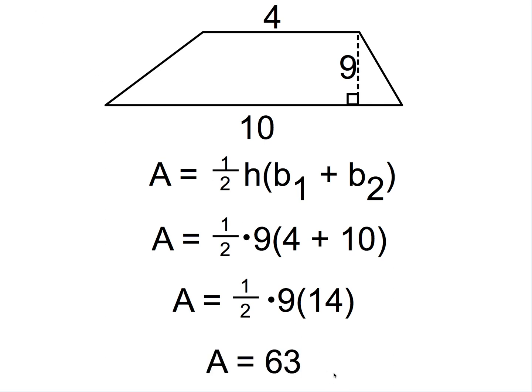And remember, since this was area, if they had said that, let's say all these were inches, then your final answer would be 63 inches squared. You have to put squared because we are talking about area. That's it for the lesson on trapezoids.